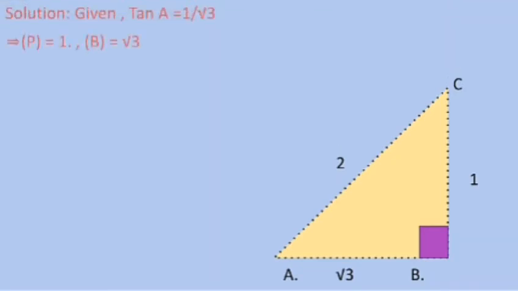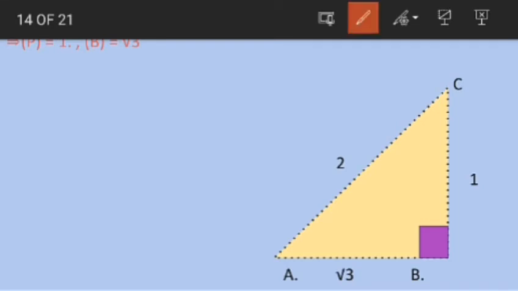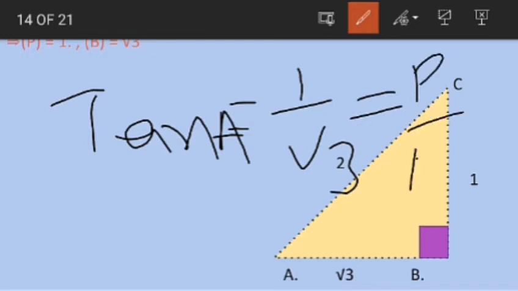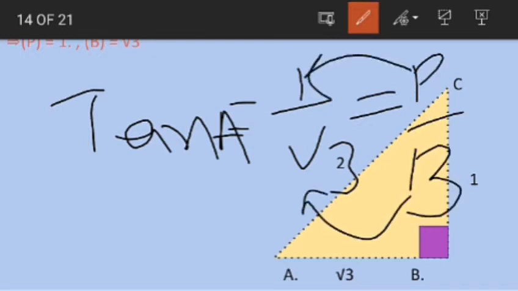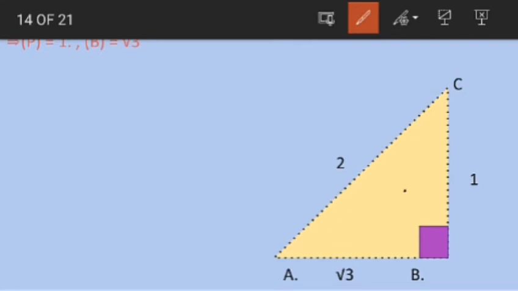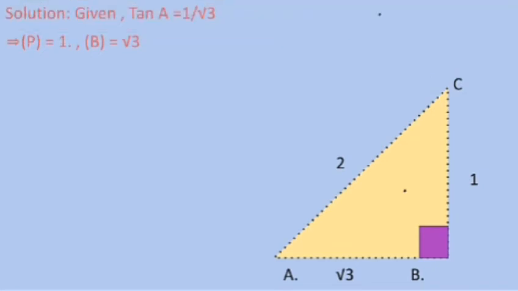So we know that tan A equals 1 by root 3, and we know that it is perpendicular upon base. So from the value, perpendicular is going to be 1 and the value of base is going to be root 3 for angle A only. Remember, the angle is also in consideration. So perpendicular is going to be 1 and base is going to be root 3, class.